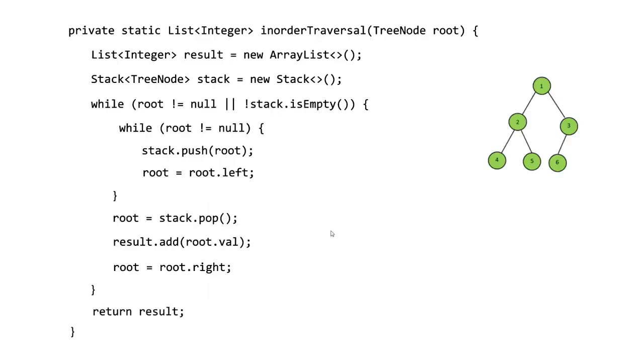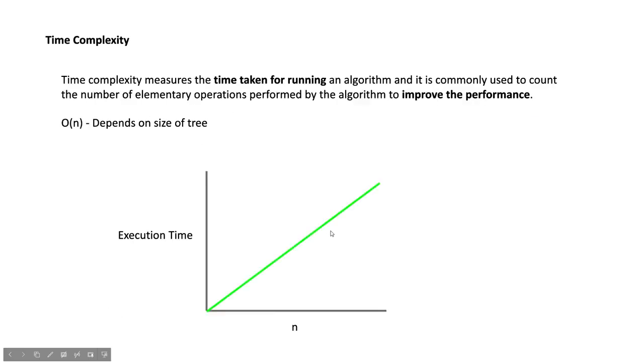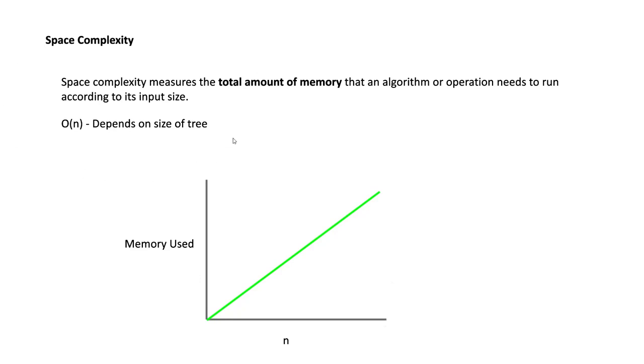All right. So the only thing we have left now is the time and space complexity. So time complexity is O of n. Basically just depends on the size of the tree. The bigger the tree, the more time it's going to take. And space complexity is also O of n, depending on the size of that tree.